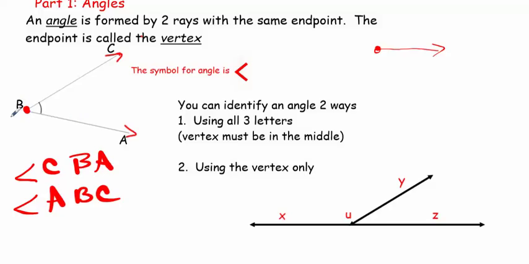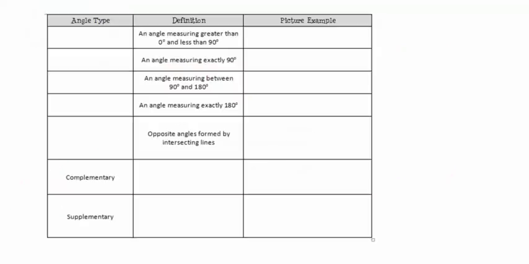All right. The reason that we always use three letters is especially if we have more than one angle. If I wanted to identify just this angle right here, I would identify it as Z, U, Y. So angle Z, U, Y. That would be my angle. Okay? All right, so pause that video if you need to take those notes.